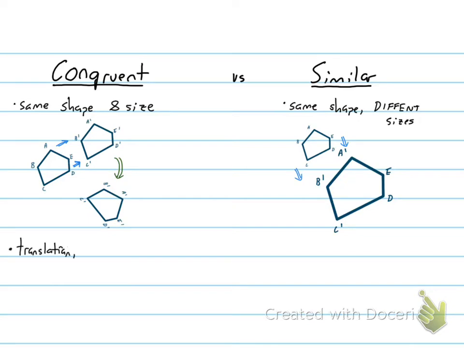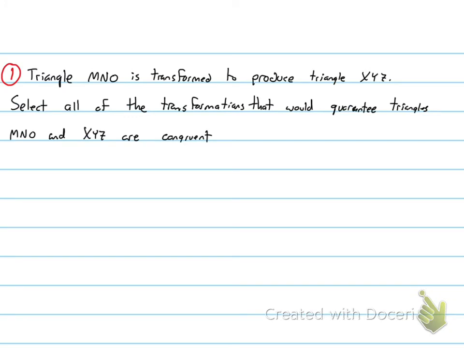So something to remember is that to keep shapes congruent, I could translate, reflect, or rotate. To make shapes similar, I would have to dilate it, okay? So I could do any combination of translations, reflections, and rotations. It would keep shape 1 and shape 2 congruent. As soon as I dilate that image, they're similar. They're not congruent anymore.